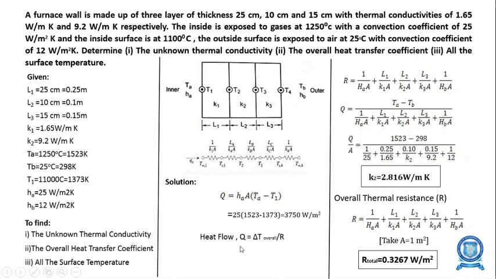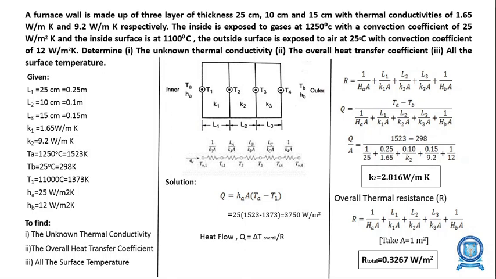Then heat flow Q is equal to the general formula: overall temperature difference divided by the summation of all the resistances, that is R total. Here delta T is nothing but the overall temperature difference between the initial and final temperatures, that is TA minus TB. And for the R value, considering the convection heat transfer, the R value is equal to 1 by hA.